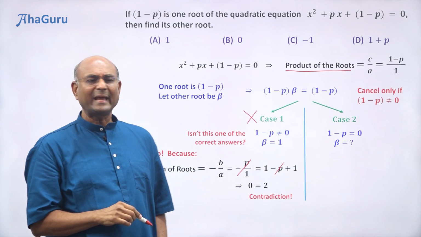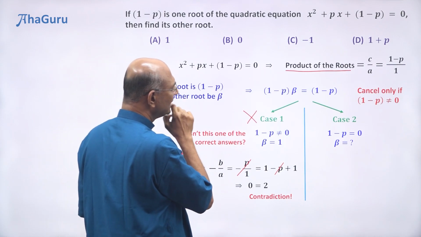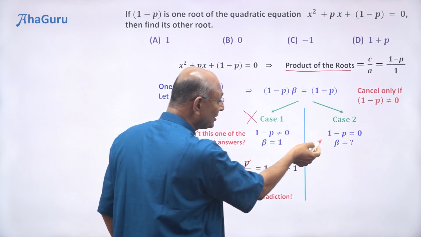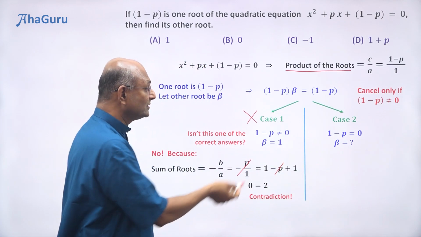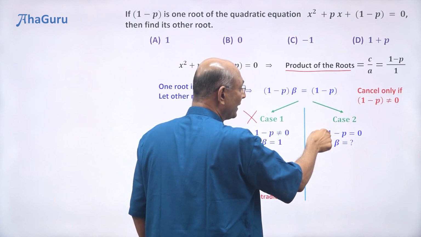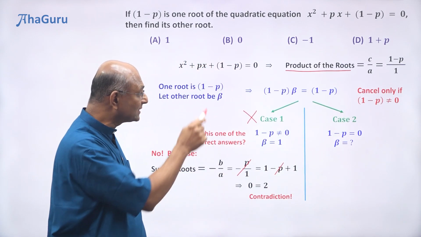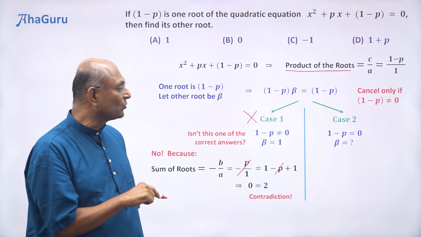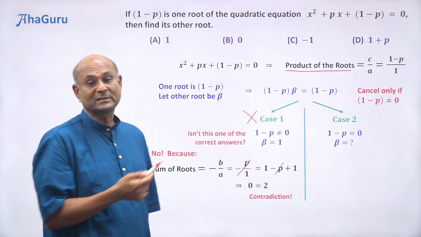Let us now look at case 2. Maybe that gives us the answer, right? But wait a minute, that doesn't give us anything because you're not getting beta. So just using this, we cannot figure out anything. We of course know that 1 minus p is 0. So one of the roots is 0. But we still don't know what the other root is. For that, I have to use the sum of roots.